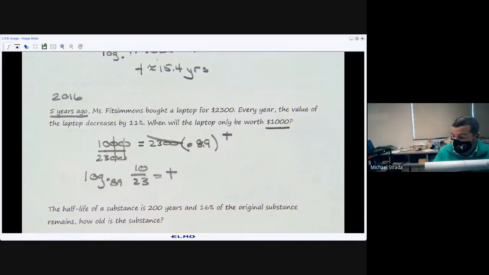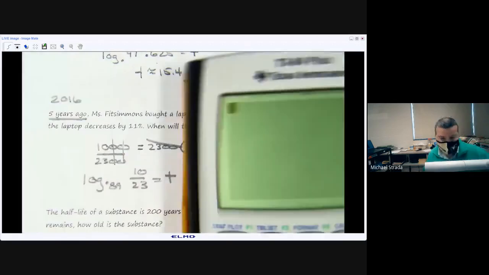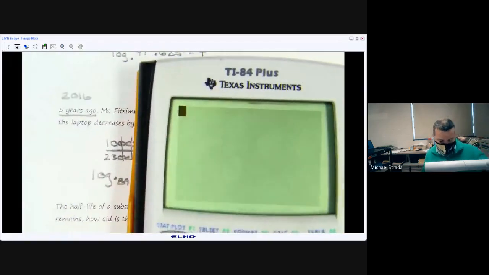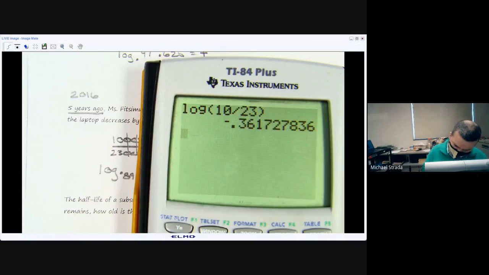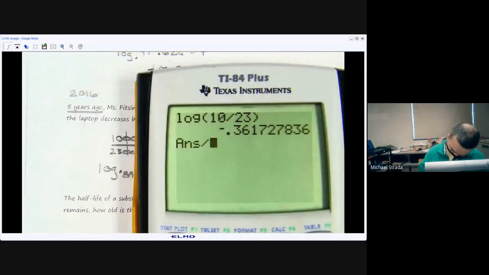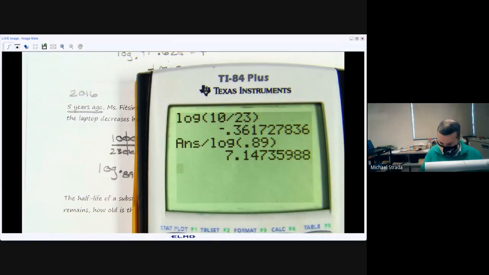Again, you don't have to do those shortcuts. You can write it out if you want. I go to my calculator. I can enter 10 over 23 as a fraction if I want. So the log of 10 divided by 23 gives me that. Divided by the log 0.89 gives me that. And we got about 7.147.